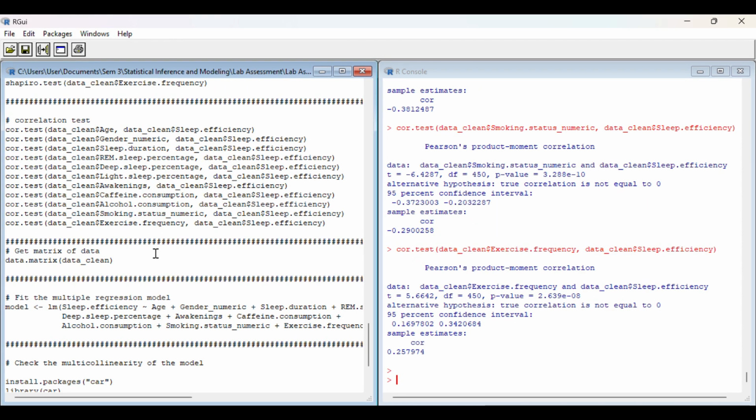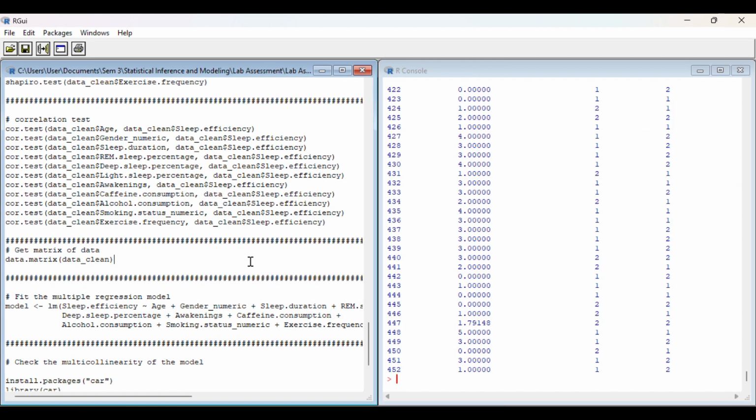Before fitting the regression model, I created a data matrix using the data.matrix function to ensure compatibility with mathematical computation. This step was essential to evaluate multicollinearity among the predictors using the variance inflation factor. When we run the code, we observe a resulting data matrix of 452 entries.